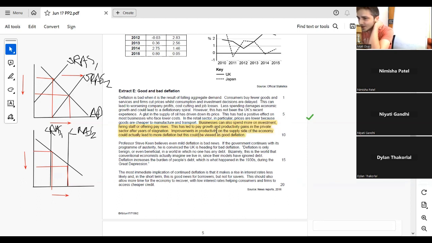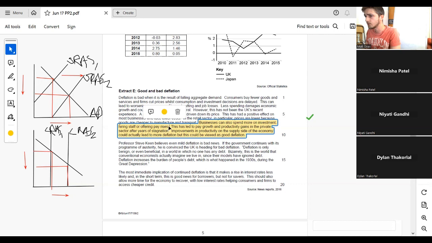Okay, we're directed to lines 9 and 10. Just these last 2, improvements in productivity could actually lead to more deflation, but we could get some nice AO2 around that. Businesses could also spend more on investment, hiring staff or offering pay rises. We could use the offering pay rises to suggest a reason productivity might increase, or investment in new technology or better capital, for example.